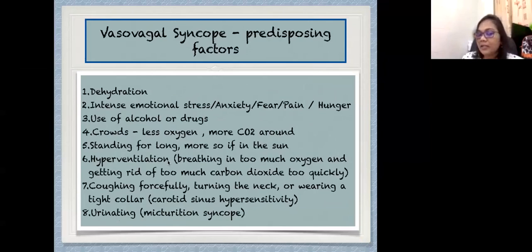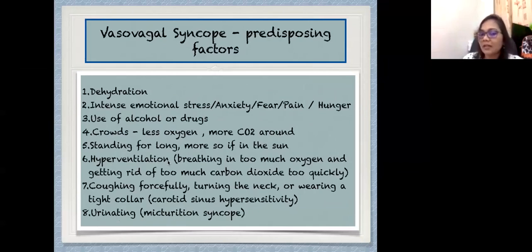And the second common situation is emotional stress or anxiety or fear, pain. Sometimes even hunger can precipitate. People who use alcohol or drugs are predisposed to get vasovagal syncope. Another very particular history is that they were standing in a crowd, either at a funeral or in the church, where the oxygen supply is less, I would say, because there is more carbon dioxide around.